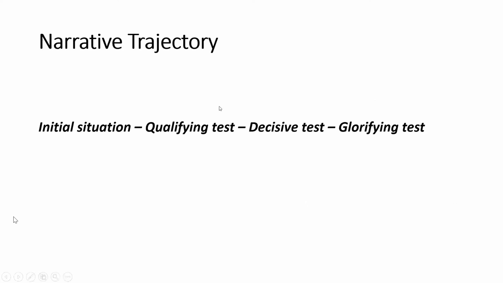And there is a second model within the Paris School. It is called narrative trajectory. It's not about who. It's about the sequence of events. So any story is a sequence of certain events. It begins with the initial situation, that is the setting.